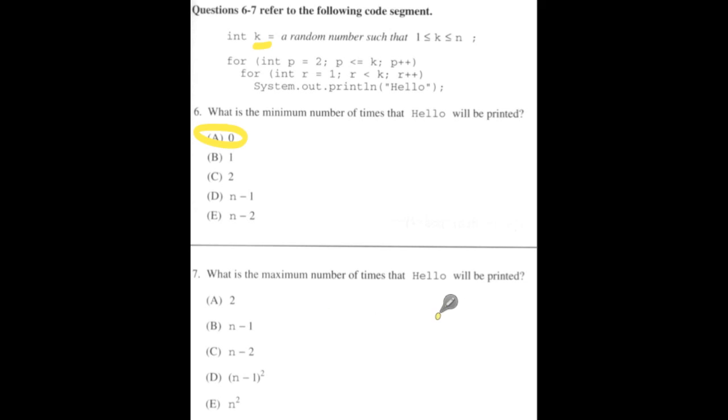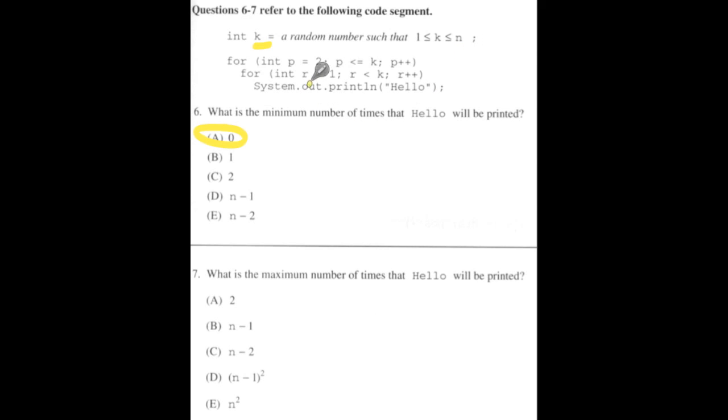Okay, 7, just a little bit trickier. So what is the maximum number of times that hello will be printed? Well, we have to do this either in terms of k or n. I guess really n, because that's the maximum value that k can take. So for argument's sake, let's say n is 4. So k can be equal to 4.